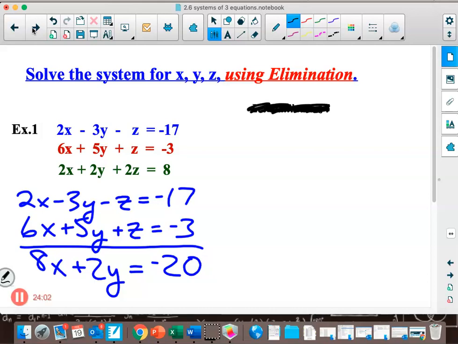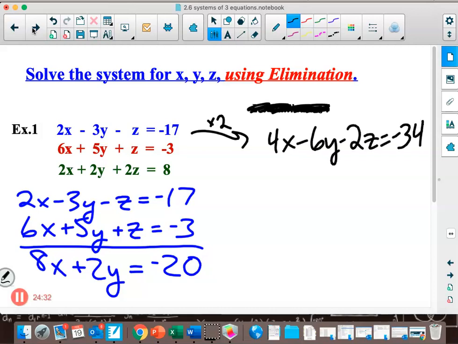If we add the top and bottom and we have to eliminate the z's, what would we have to multiply an equation by? 2 at the top. Multiply top by 2. Does everyone understand why? Because then we would have a negative 2z and a positive 2z and they'd go away. So I'm going to write times 2. I'm going to multiply the top equation by 2, and then I'm going to multiply the bottom equation by nothing. I'm just going to write it down. 2x plus 2y plus 2z equals 8.